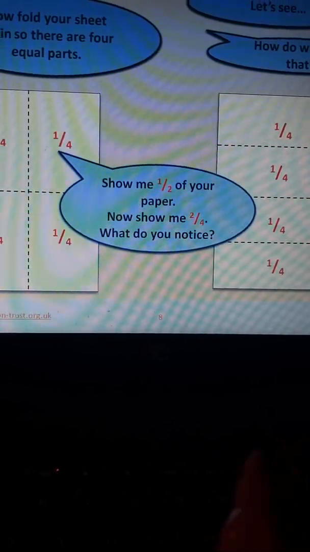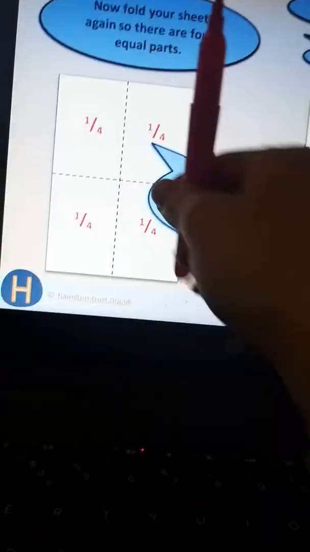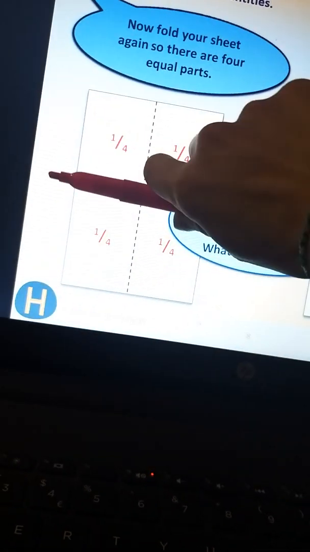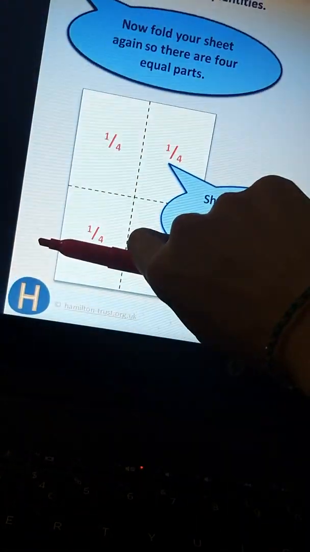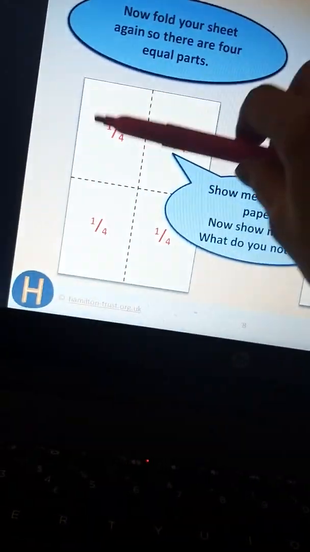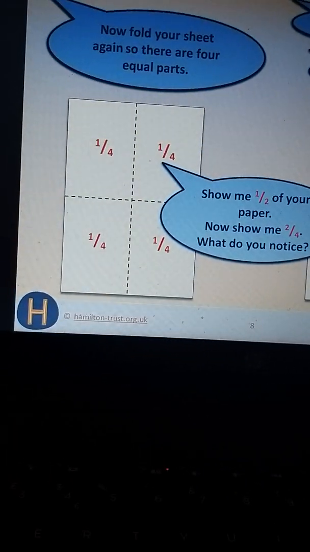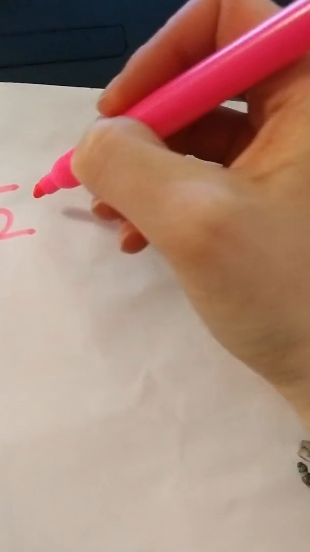Now show me half of your paper. Now show me 2/4 of your paper. So half is that way. That's 1/2. That's 2 halves. And 2/4 is those 2. That's 2/4. So 2/4 is actually equivalent or the same as a half. So let's do a half here.